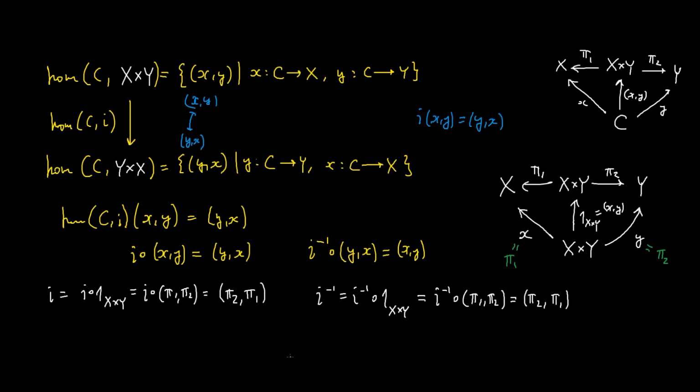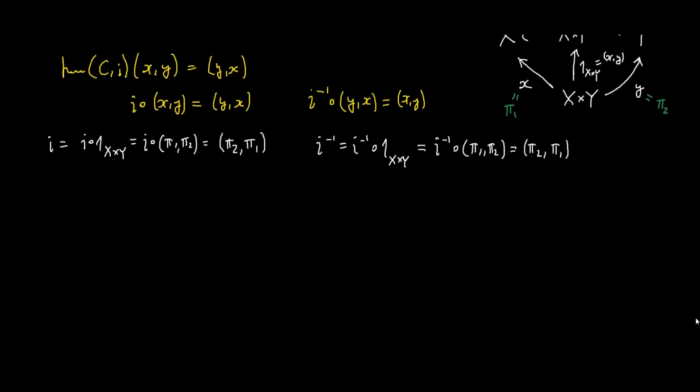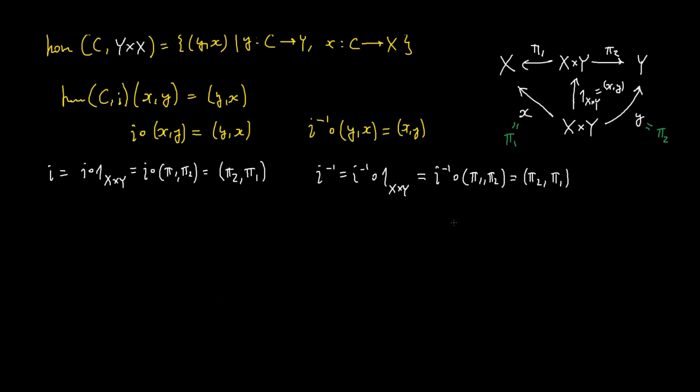So in fact, this morphism is the inverse of itself, which shouldn't be too surprising because exactly the same thing happened in the case of sets, right? The functions I and I inverse are actually the same function. They are the function that swaps components of an ordered pair. I think for a moment I was stupid enough not to realize that. Anyway, so I and I inverse are both the same morphism given by pi2, pi1.